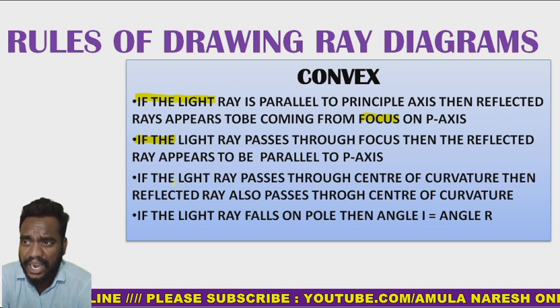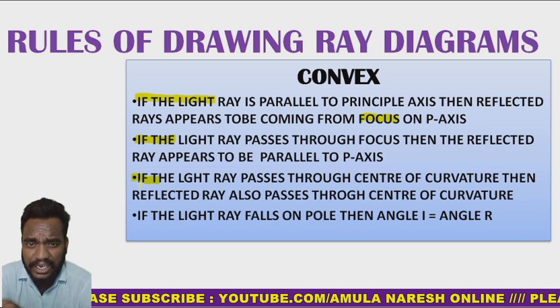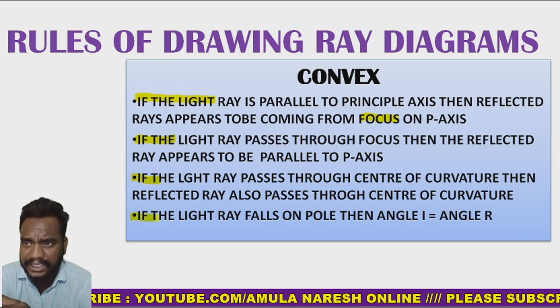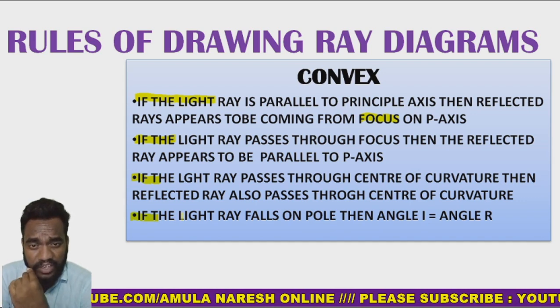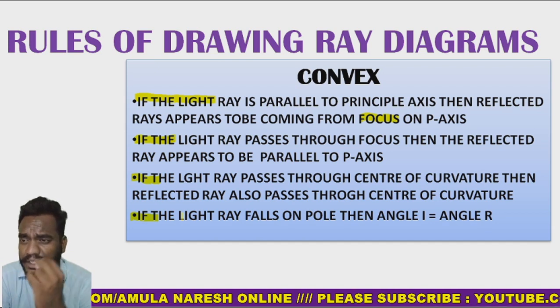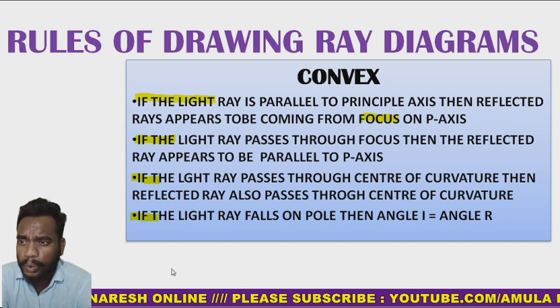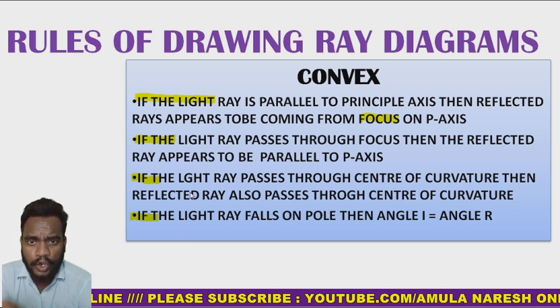Rule number 3 is if the light ray goes in the direction of the center of curvature, then it will reflect back in the same way. Rule number 4, the light ray that falls on the pole always reflects at the same angle, that is, angle of incidence equals angle of reflection. This is regarding the rules of drawing ray diagrams for concave and convex mirrors.